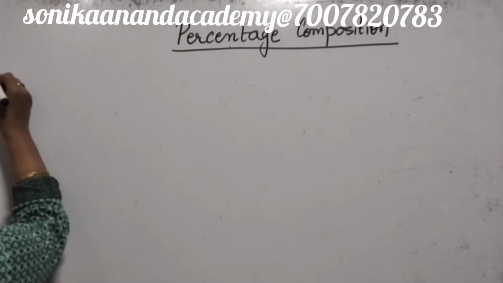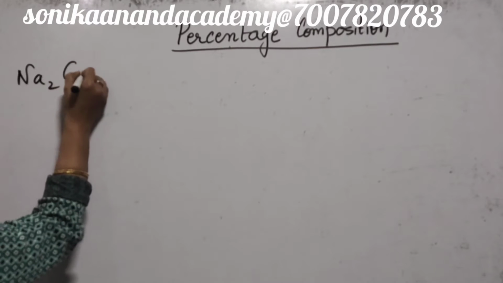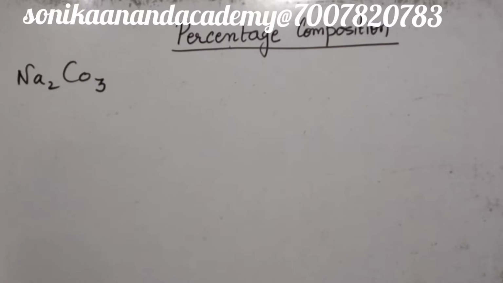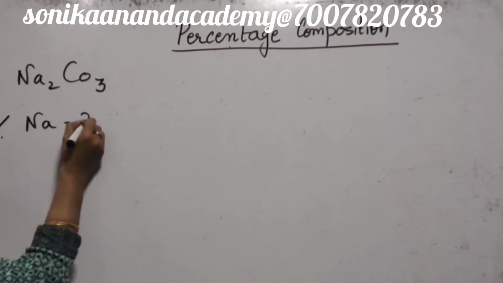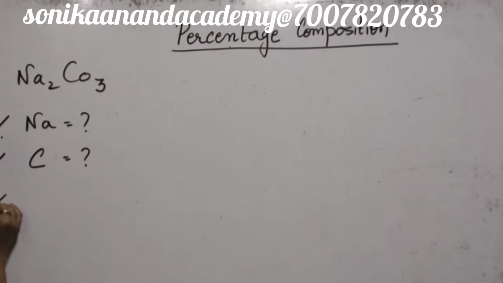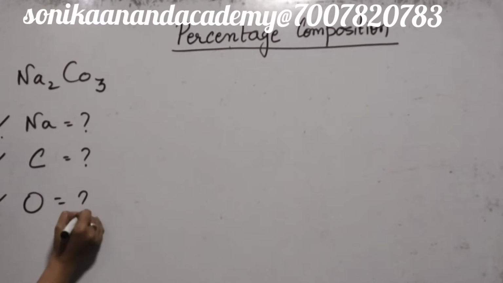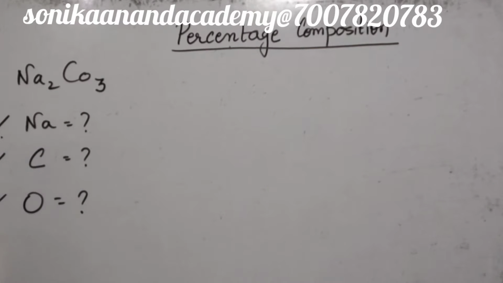Now, for example, if we have a compound Na2CO3 and it is asked to us, you have to find a percentage composition of sodium, percentage composition of carbon and percentage composition of oxygen in the given compound. How will you find that?